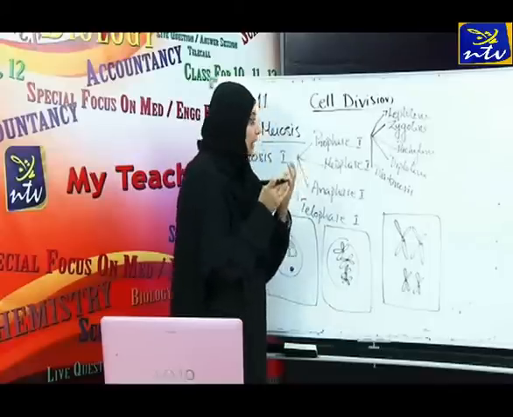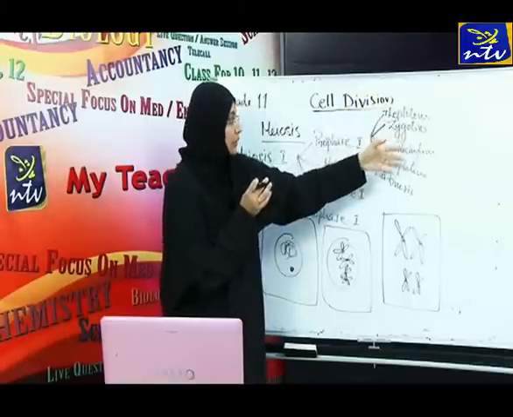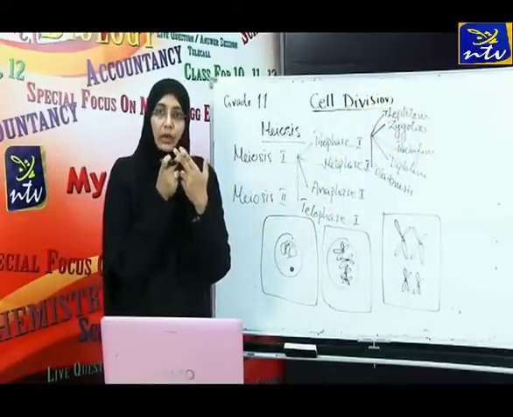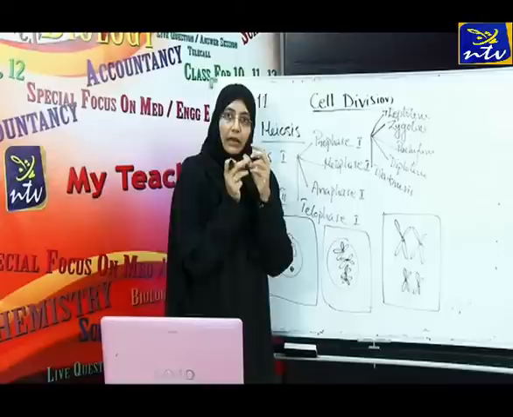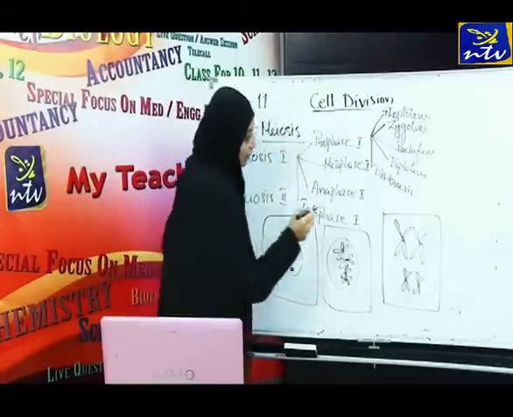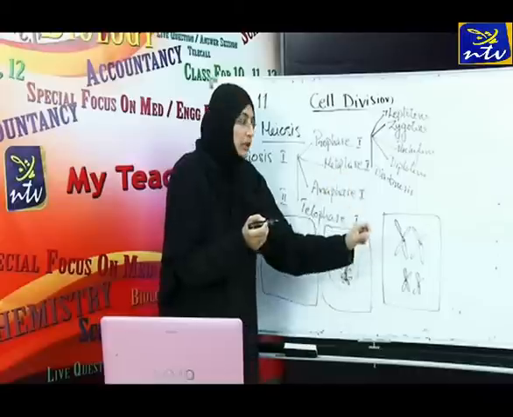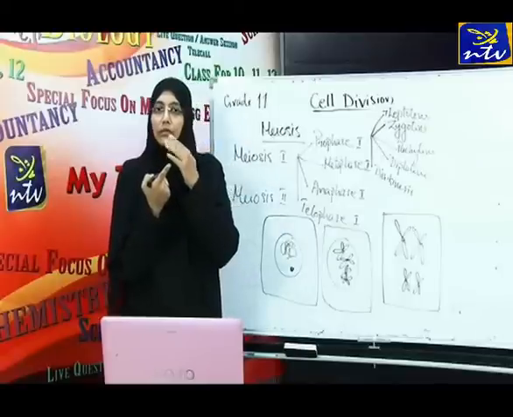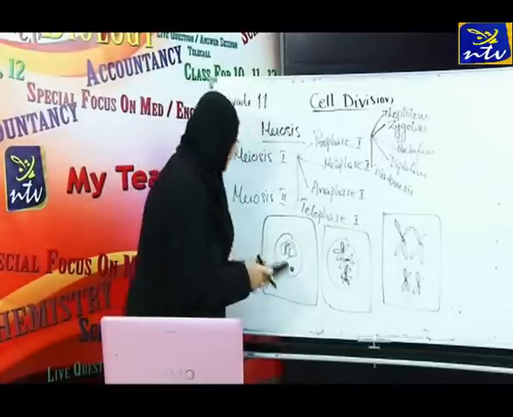Now what is happening here? This is what happens in the case of zygotene. What is happening in pachytene? Chiasmata formation, a crossing over, takes place. That is, the genetic material of one chromosome gets exchanged with the genetic material of the other chromosome. This process of exchange of genetic material is known as crossing over.